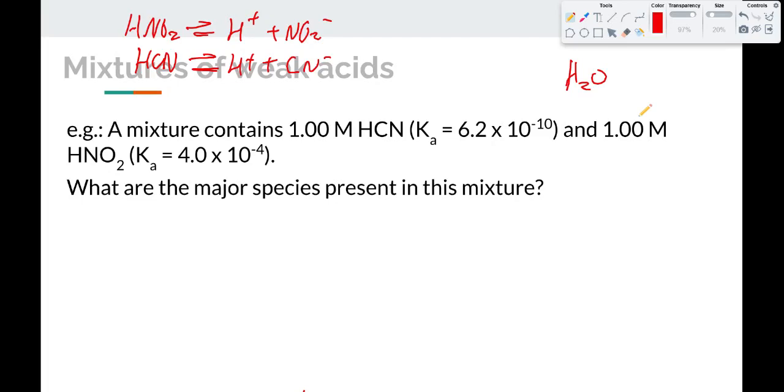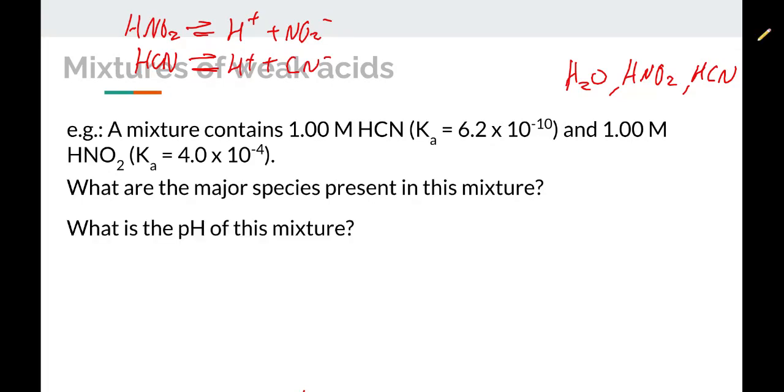But those are both weak acids. 10 to the minus 10 and 10 to the minus 4 are both pretty small. So there's going to be quite a bit of HNO2 still left in solution, and also quite a bit of HCN left. And probably a little bit more of HCN than HNO2, because HCN is a weaker acid, so it won't produce as much product. What else is going to be present? There's going to be a little bit of H+, and a little bit of NO2− and CN−, but those are not the major species present.